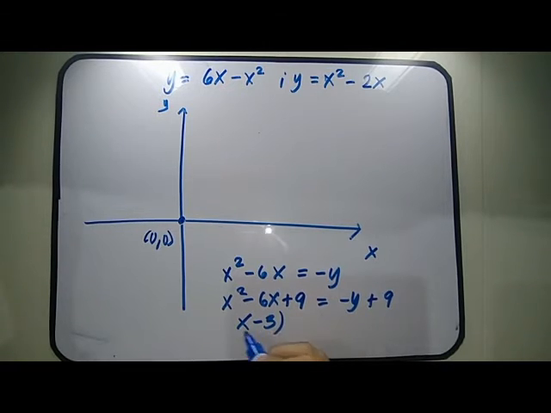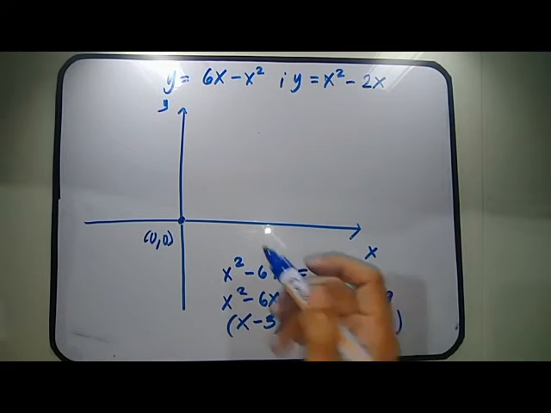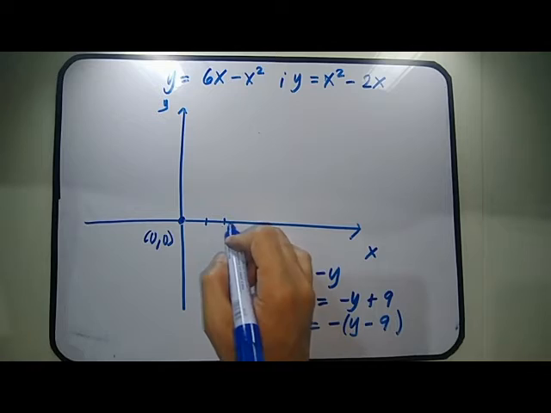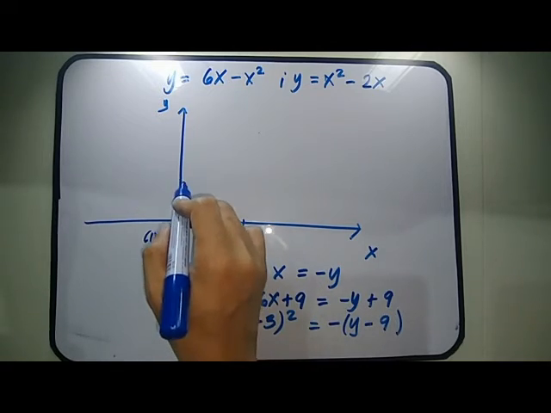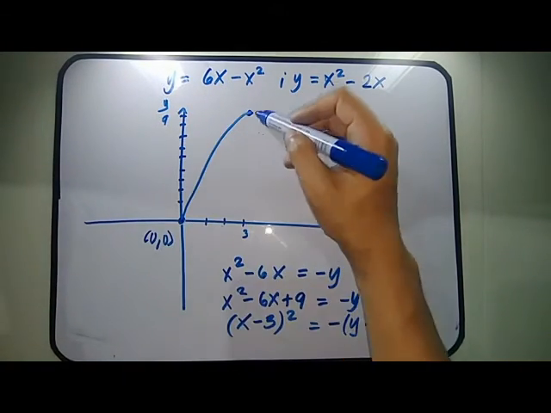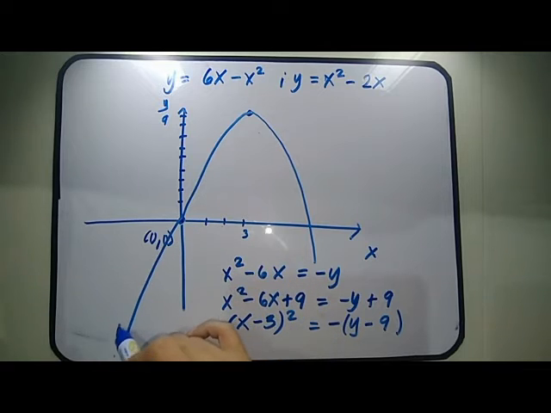We have here x minus 3 quantity squared is equal to negative y minus 9. So we factor out negative 1. So h is 3 and k is 9. So that is our vertex there. So y is negative. Therefore, the graph is projected downward. So this is 6x minus x squared. So y is equal to 6x minus x squared.